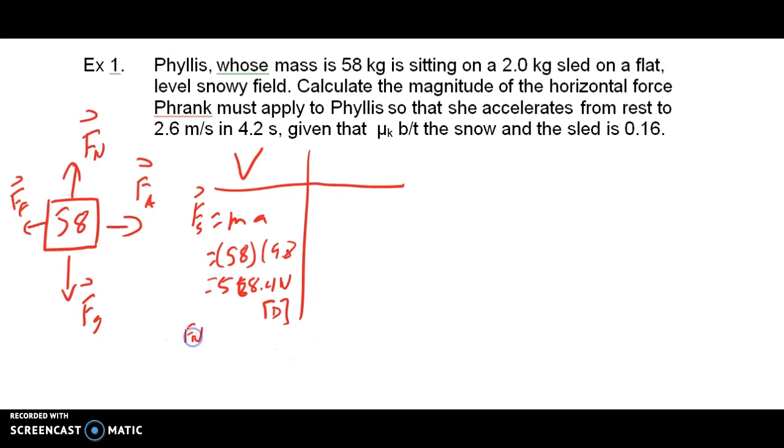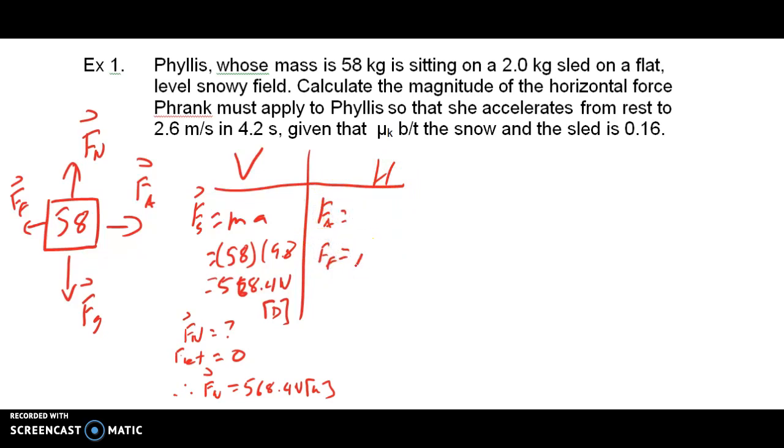Now we don't know the force normal, but we know the net force is going to be 0. Since Phyllis is neither accelerating up or down, we can therefore conclude that the force normal has to be in this case the same value as force gravity, except in the opposite direction, so 568.4 newtons up. Now in the horizontal, we've got two forces. We know we've got a force applied, and we've got a force friction.